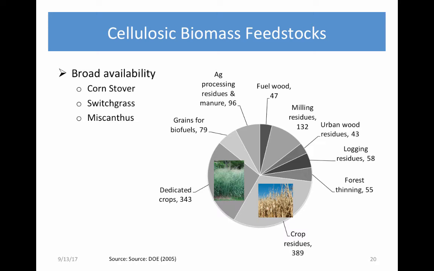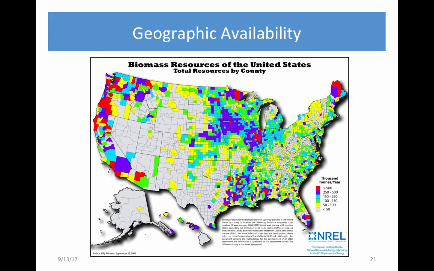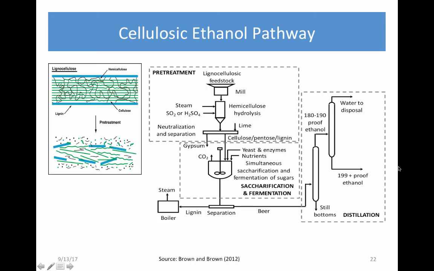Another third of cellulosic biomass can be from dedicated energy crops. Other agriculture residues, forest residues, and urban wood waste can provide another third. This is the geographical distribution of cellulosic biomass resources in the United States, produced by NREL. Cellulosic biomass is concentrated in the Corn Belt.